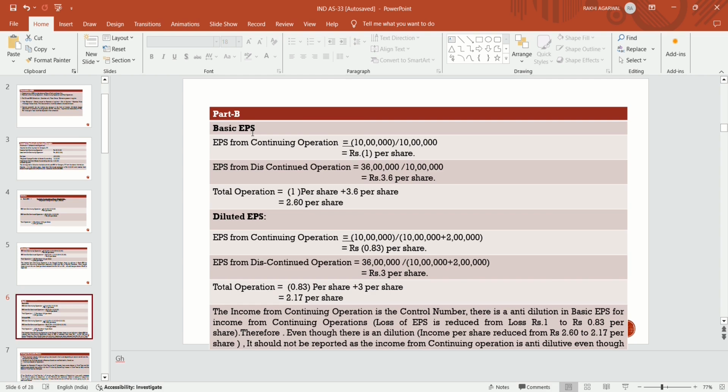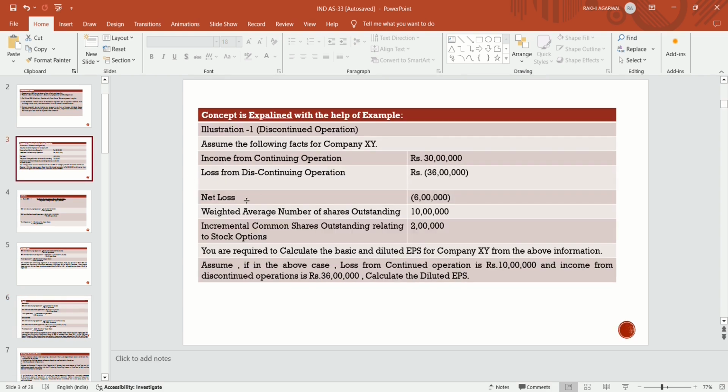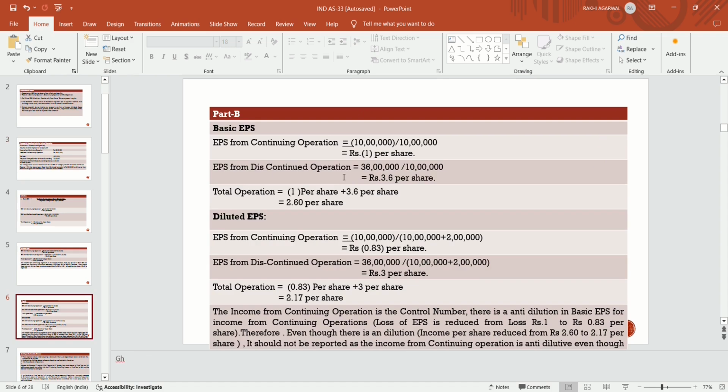Now in part B, for the basic EPS, the loss from continuing operation is given as 10 lakhs and the income from discontinuing operation is given as 36 lakhs. So in part B, basic EPS from continuing operation is a loss of 10 lakhs divided by the number of shares, 10 lakhs, so rupees 1 per share. And EPS from discontinuing operation is income of 36 lakhs divided by the weighted average number of shares, 10 lakhs, so rupees 3.6 per share.